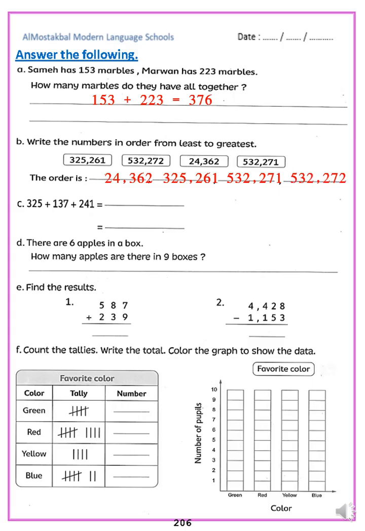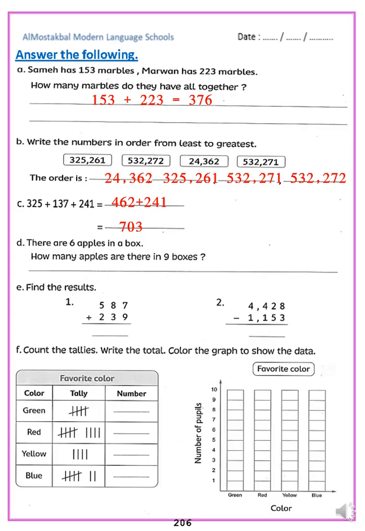Okay, the next question, 325 plus 137 plus 241. Okay, first we will add 325 plus 137 equals 462, plus 241. The answer is 703.